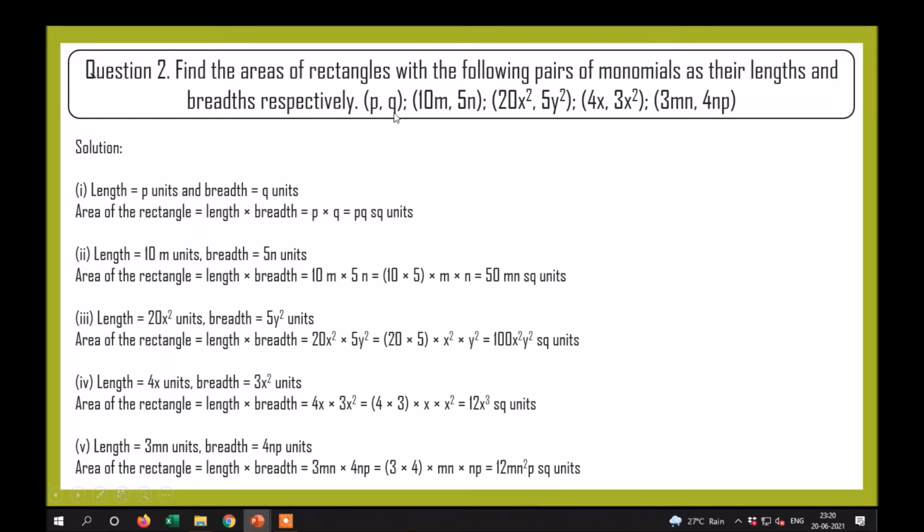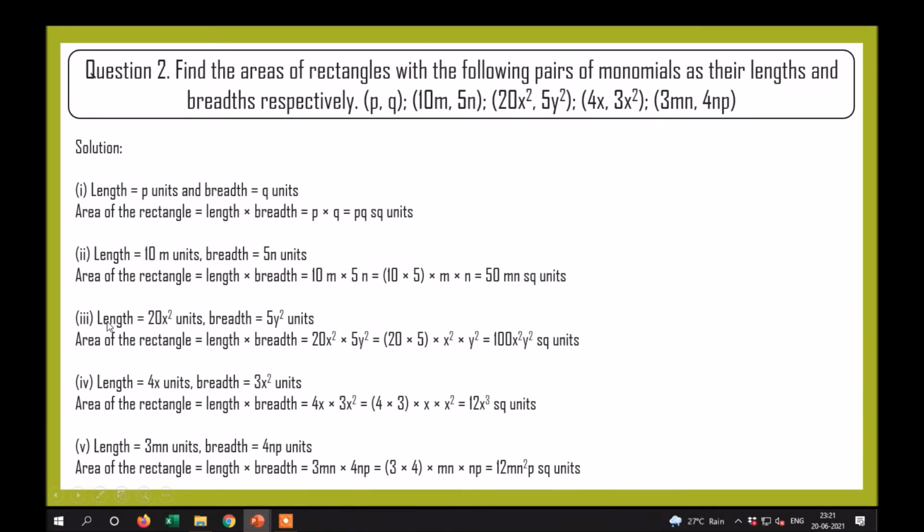Next is 10m and 5n. So length is 10m units and breadth is 5n units. Area of rectangle is length into breadth. So 10m into 5n, that is 10 into 5 is 50mn. So 50mn square units.